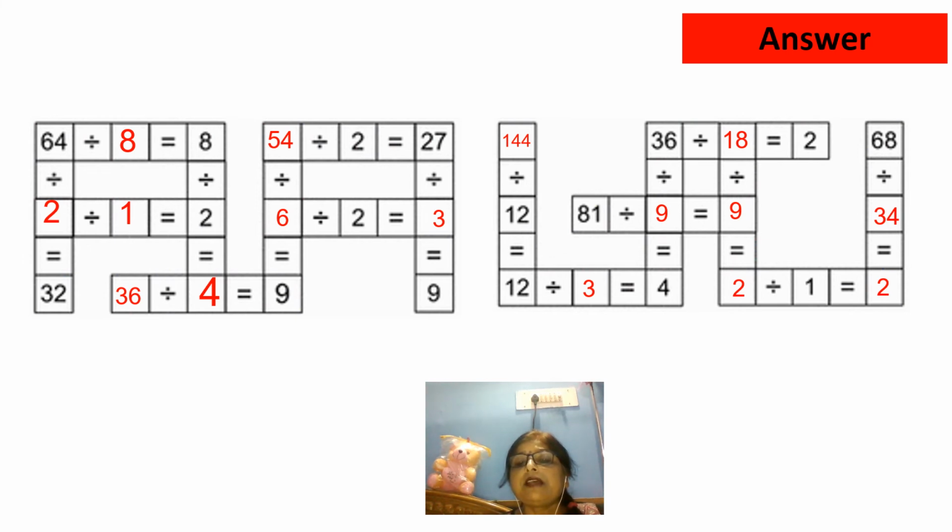18 into 2 is 36. So your answer is 18. Now 18 divided by 9 is equal to 2. 2 divided by 1 is equal to 2. And next one here 68. It will be divided by 34. Then you are getting here answer 2.